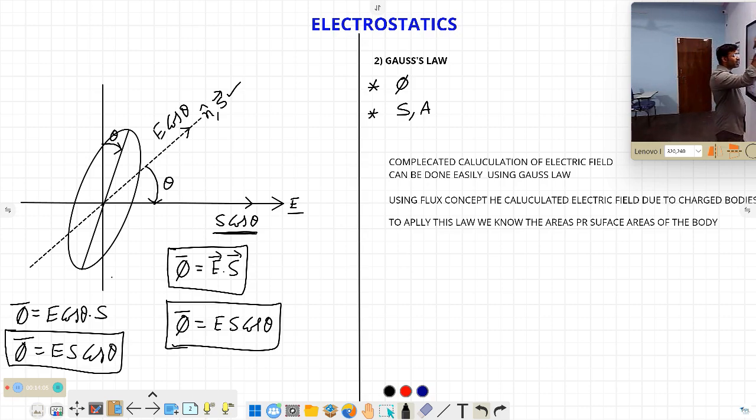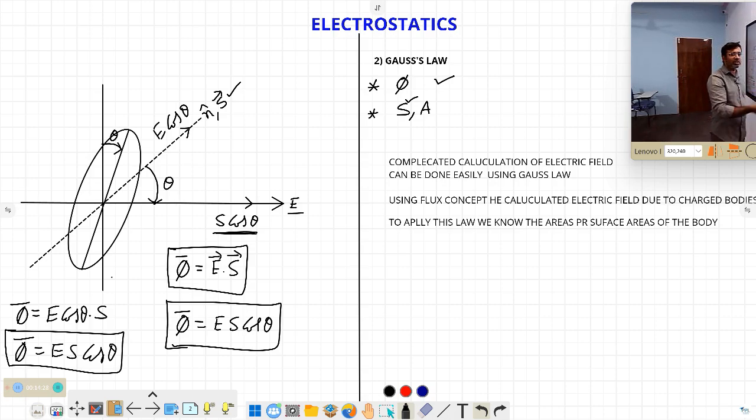So Gauss law calculates the electric field intensity due to charged bodies using the flux concept, by taking the surface area of the bodies. The use of this is that complicated problems can be done in an easy way using Gauss law and the flux concept. And the flux concept is nothing but what? A group of electric lines concept. That's why you can see the statements here.